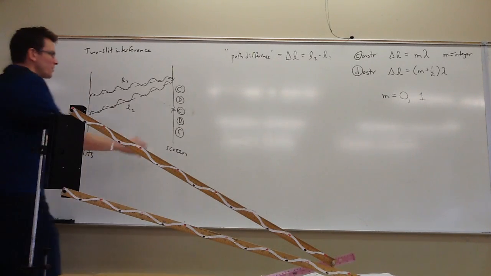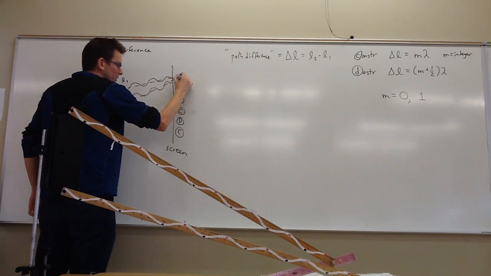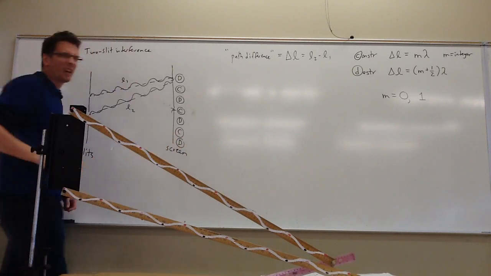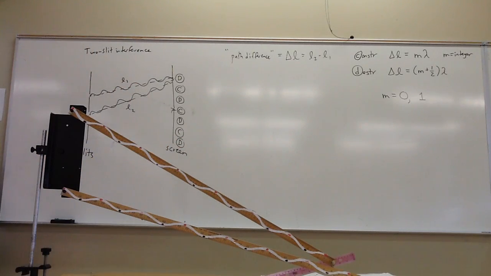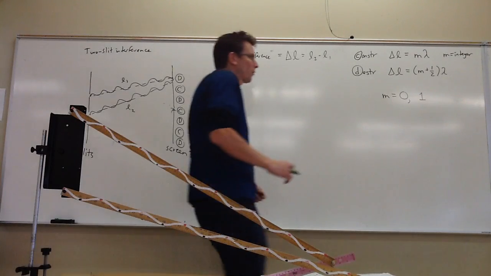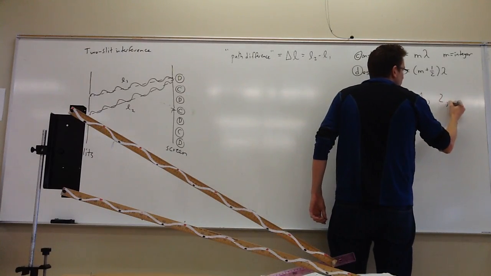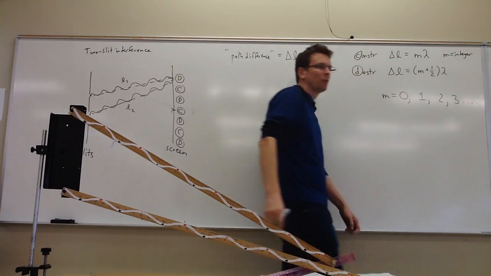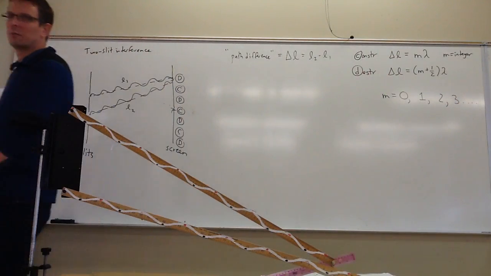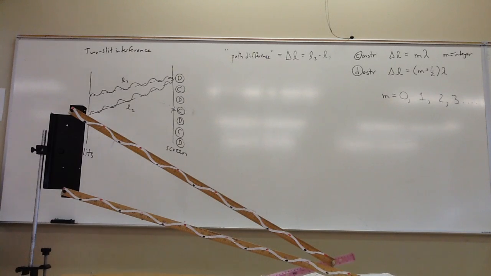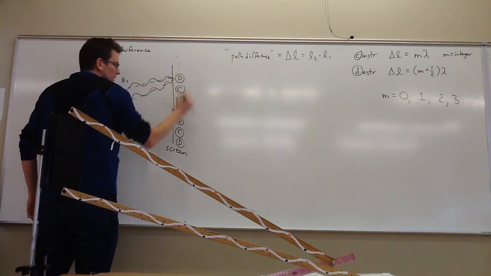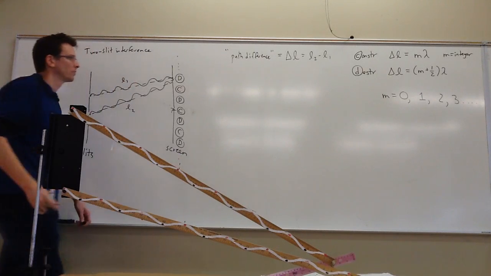And then, of course, there'll be another destructive. And what's the path difference there between the two waves? 1.5 wavelengths. So that's the m equals 1 solution to the destructive formula. And so on and so forth. These will alternate going all the way out. There'll be a pattern of constructive and destructive interference. They just alternate going out this way and going out this way.